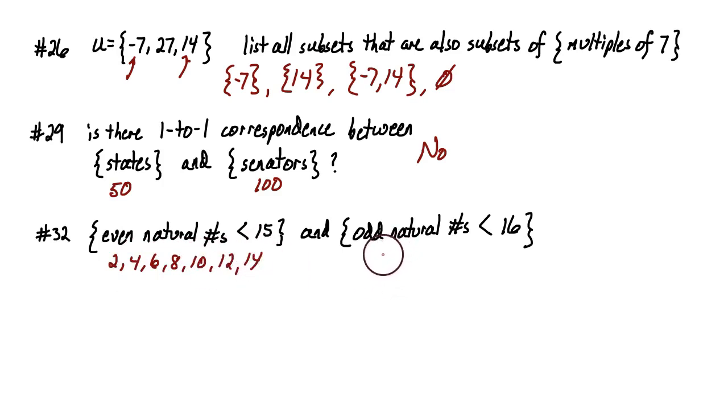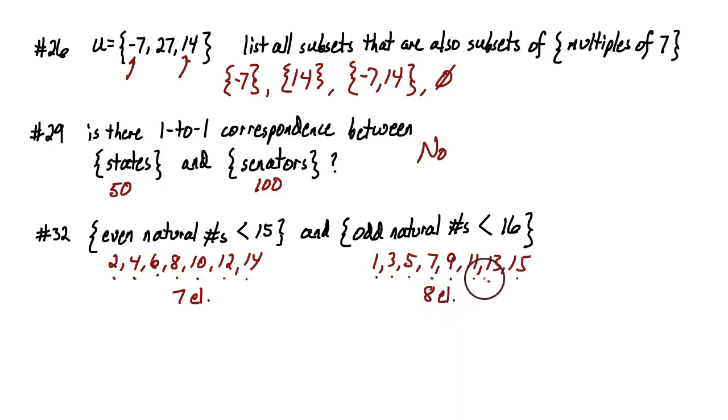The first odd natural number is the number 1. And then 3, 5, 7, 9, 11, 13, and 15. Do these have the same number of elements? 1, 2, 3, 4, 5, 6, 7 elements. And over here, 1, 2, 3, 4, 5, 6, 7, 8 elements. So there is not one-to-one correspondence.